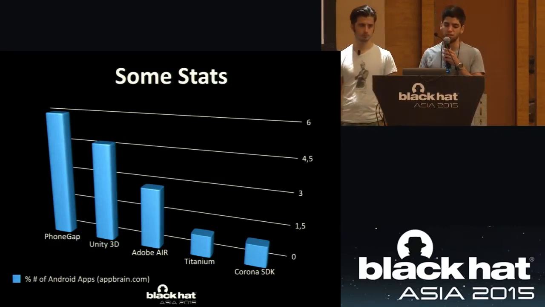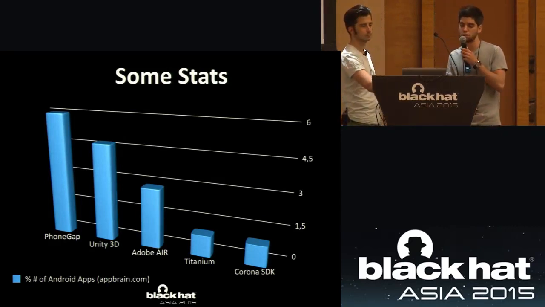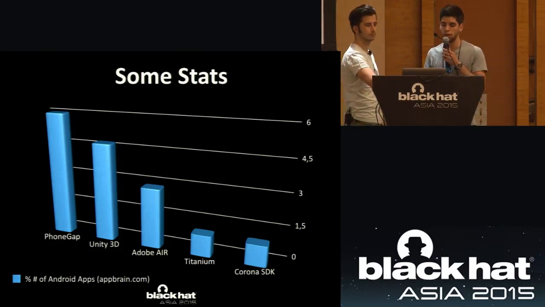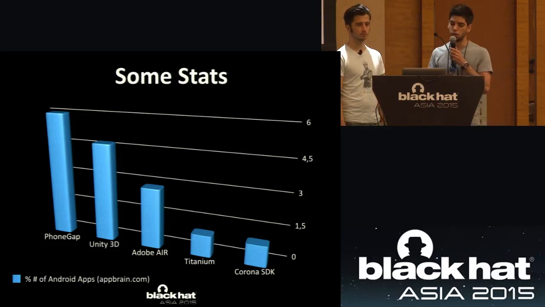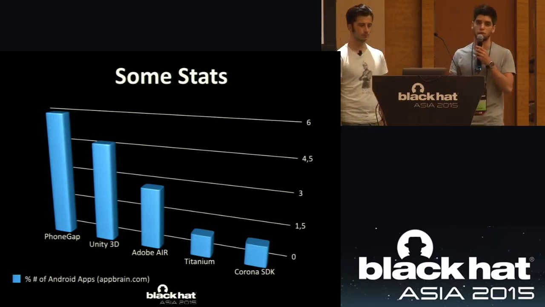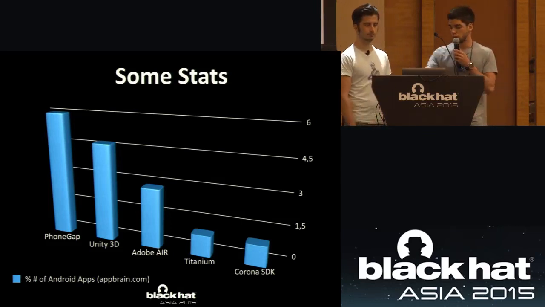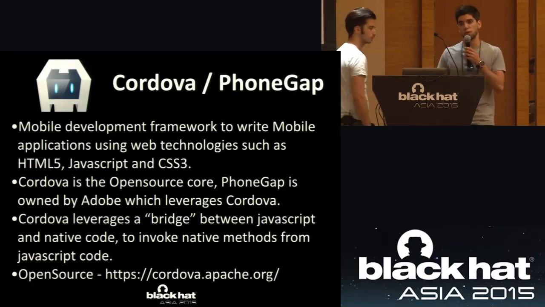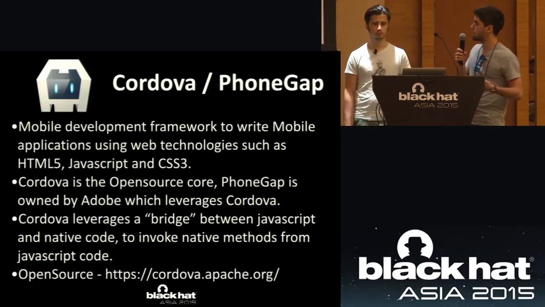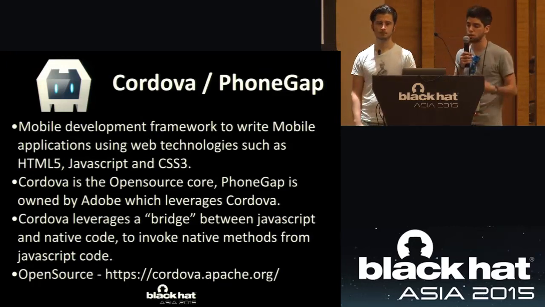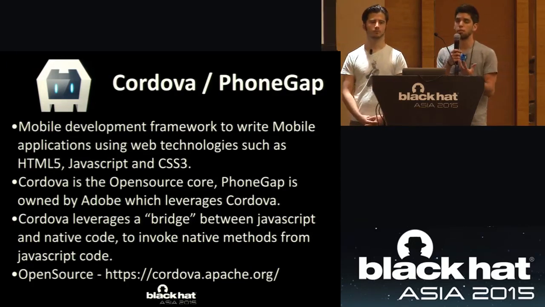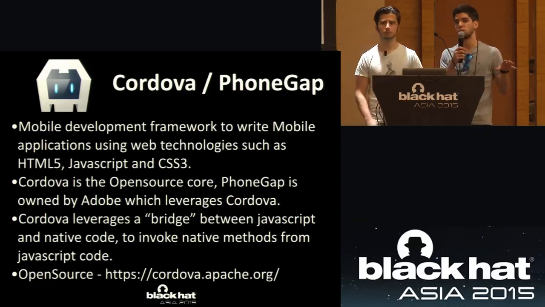For the first one, Adobe AIR, and the Titanium framework, we are going to show today some vulnerabilities that we found. We will also show how to retrieve the source code of the original application. So let's start with Cordova PhoneGap. As we said before, this is a mobile development framework, and because of that, it allows you to write mobile applications for multiple platforms.